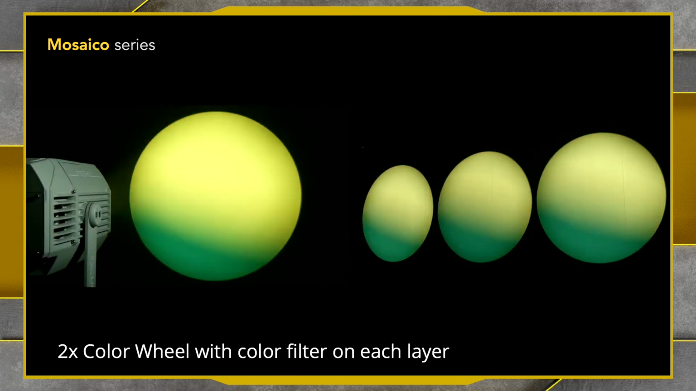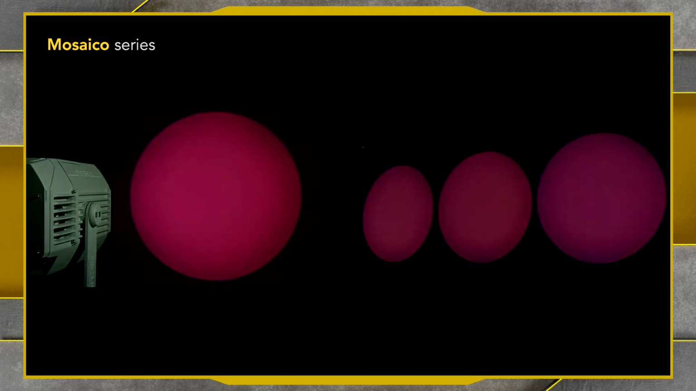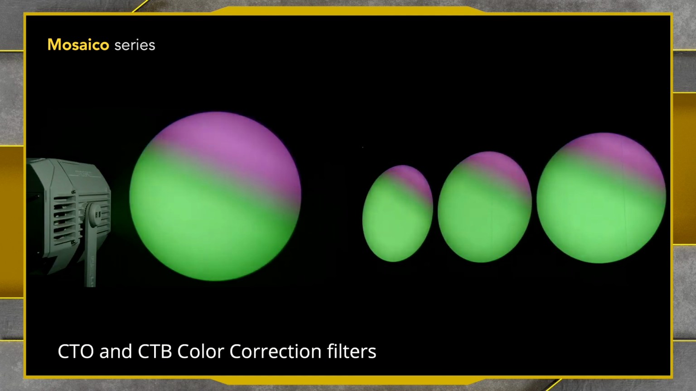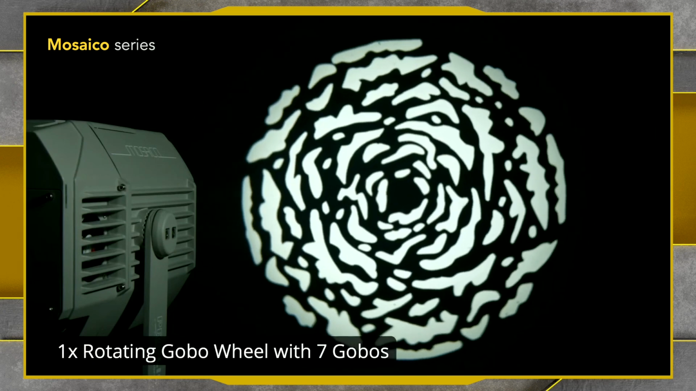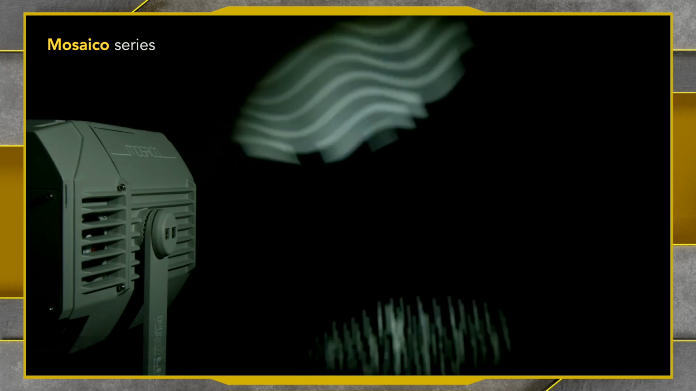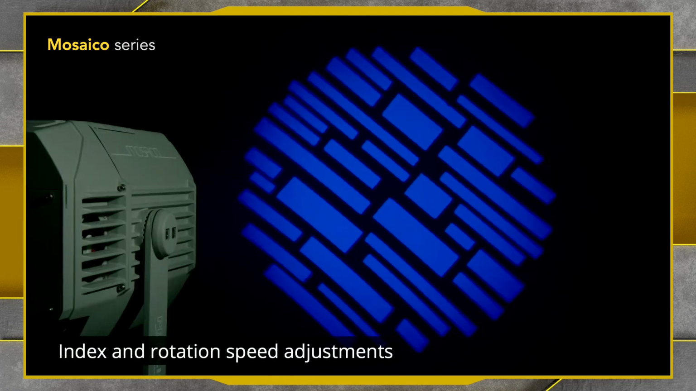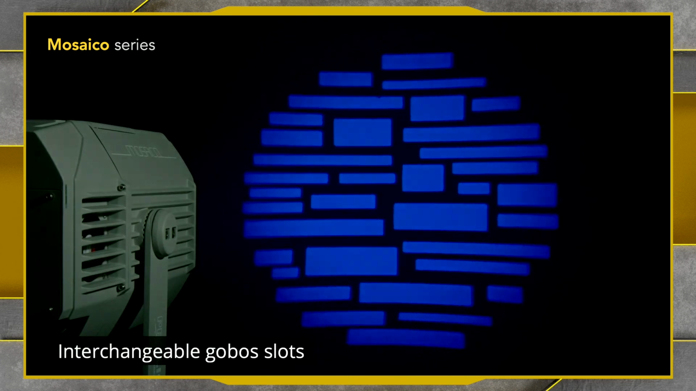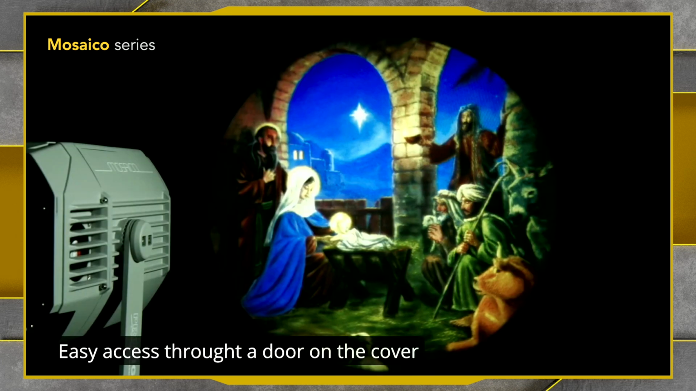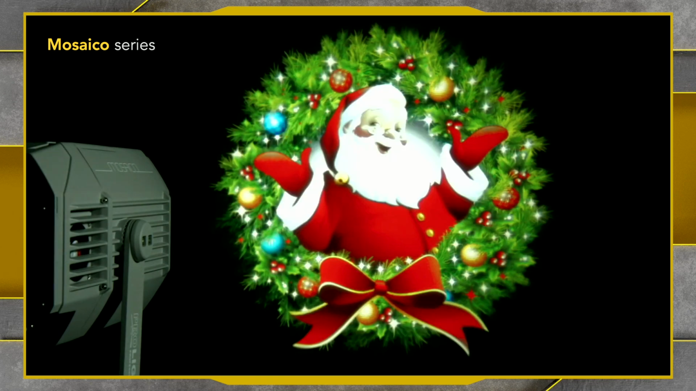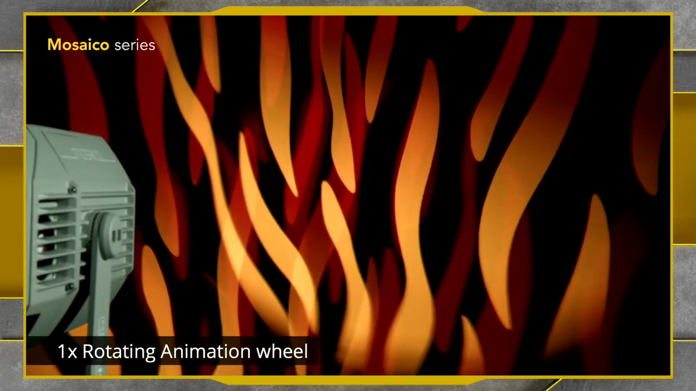We've got two color wheels with filters on each layer. As we can see here, those colors. We've got the CTO and CTB color correction filters as well, if we just want an incandescent look, and then the rotating gobo wheel with the 7 gobos, so we can achieve very fine animations very easily using the MX. We can also control the speed and the rotation, and we can change the gobos, as we can see here, whether it's a Christmas gobo or just a logo, very easily.